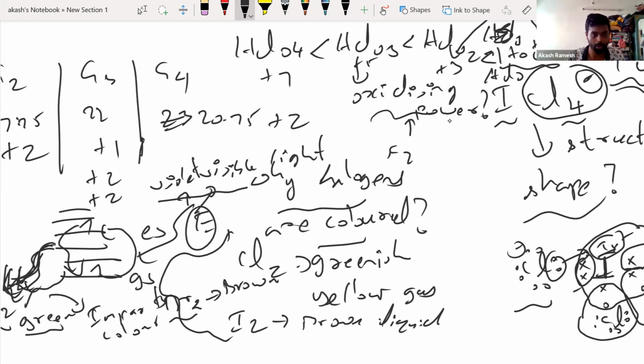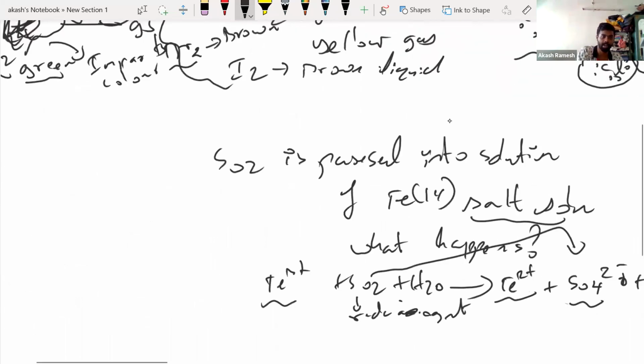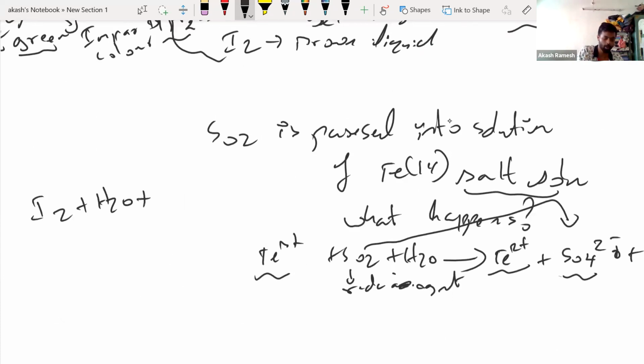Okay, right. Next question for group 4. Group 4, your question is: complete this particular reaction. I2 plus H2O plus Cl2. Complete this reaction.